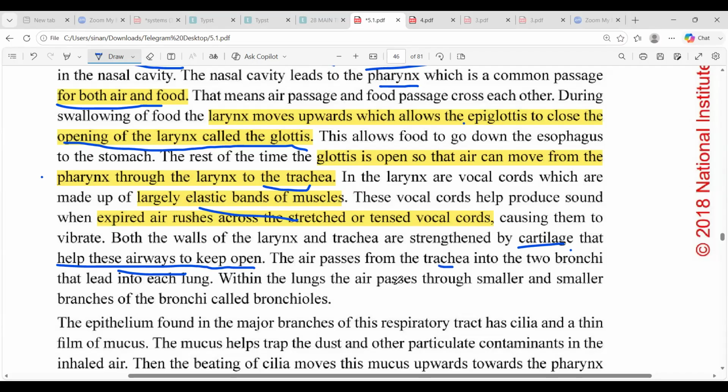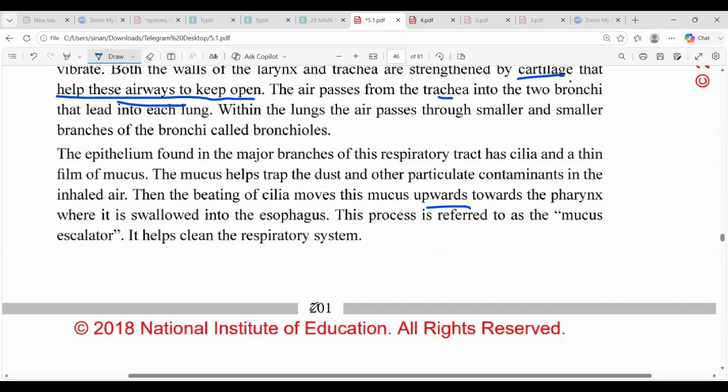Within the lungs, the air passes through smaller and smaller branches of the bronchi called bronchioles. The epithelium found in the major branches of the respiratory tract has cilia and a thin film of mucus. It consists of what? Cilia and a thin film of mucus. The mucus helps to trap dust and other particulate contaminants in the inhaled air. Then the beating of the cilia moves the mucus upward.